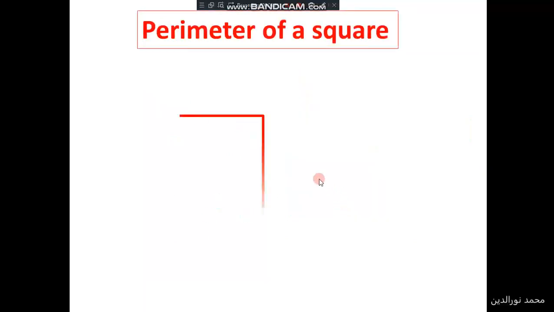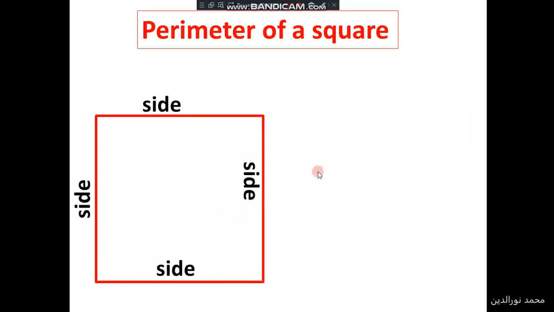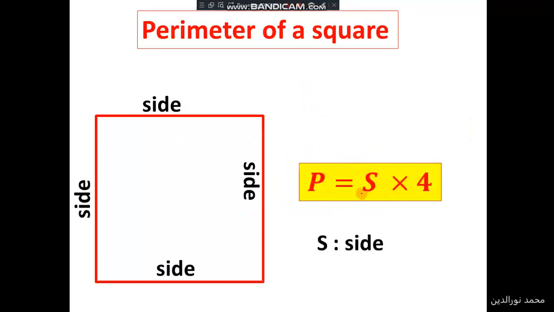So in general, what can we say? We say the perimeter of a square equals S times 4. S is the length of one side. So this is the rule for the perimeter of a square.